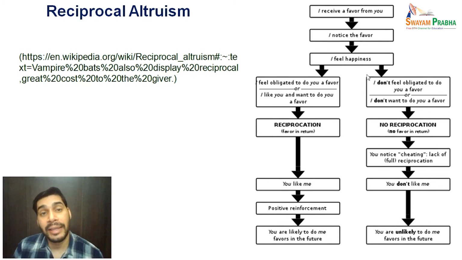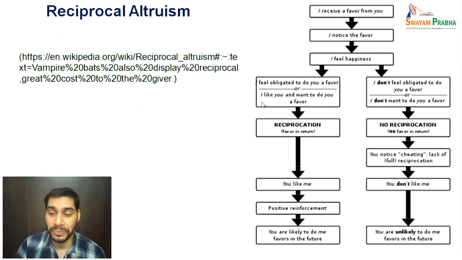Whereas I can behave in another way also. I don't feel obligated to do you a favor back. This means there is no reciprocation, and thus you notice being cheated, or there is a lack of reciprocation. So you don't like me, and it is very unlikely that you are going to favor me again in the future. So depending on this, you can understand what we mean by reciprocal altruism. If this is the situation of reciprocation, the altruistic behavior is going to continue.